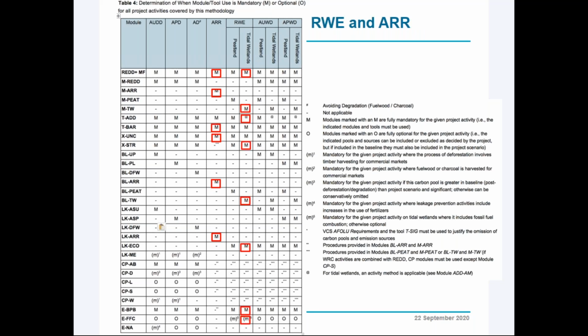And this is the situation if you would do ARR on a tidal wetland, which is, for example, if you restore mangroves. And this second set of red squares just show the additional modules that you would have to apply if you would do this combination of RWE and ARR.